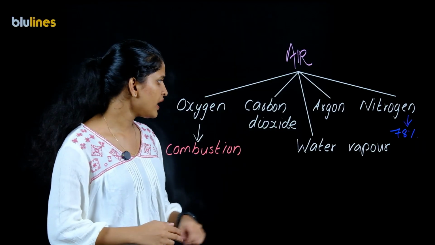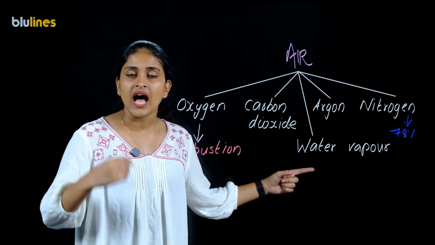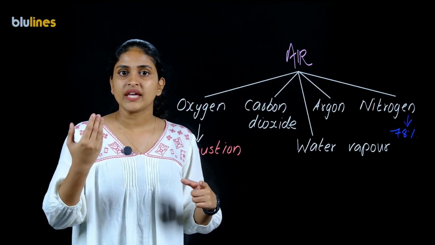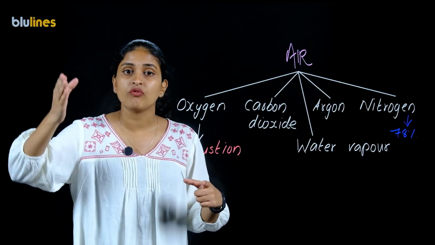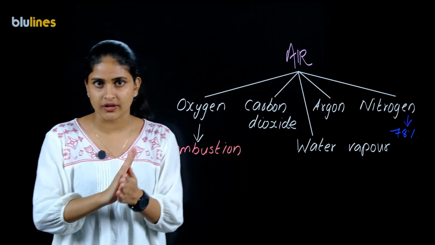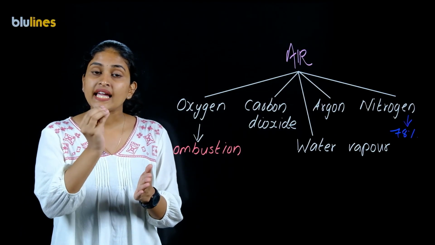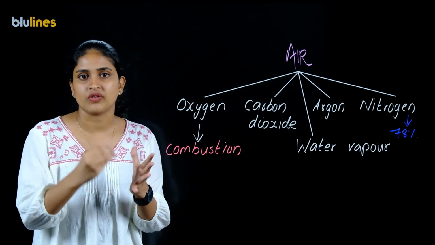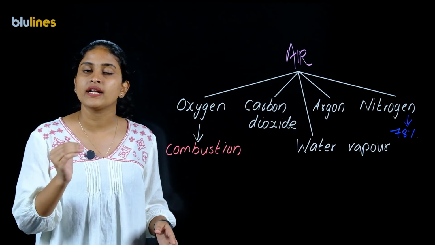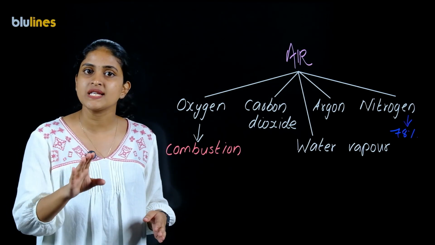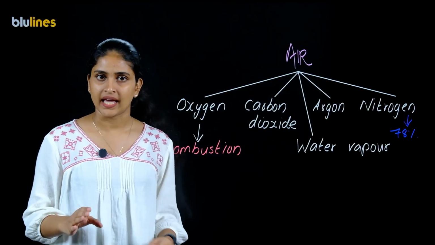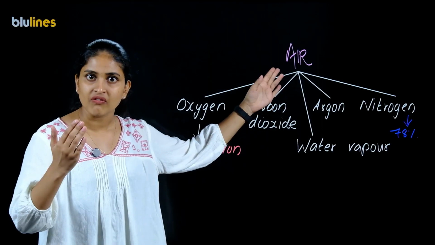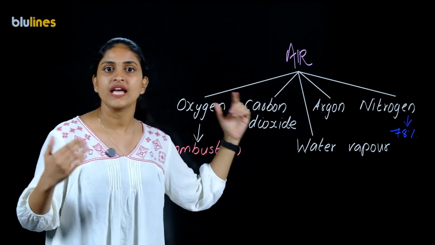Now in the case of water vapor, as evidence for its presence in the air, if a warm breeze or warm air hits a cold surface, what will happen? Tiny droplets of water are seen on that surface, right? Those tiny water droplets are because of the water vapor present in the air. So in total, air is actually a gaseous mixture which has these components in it.